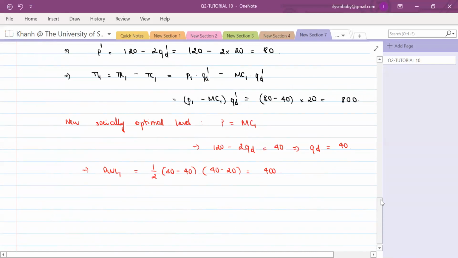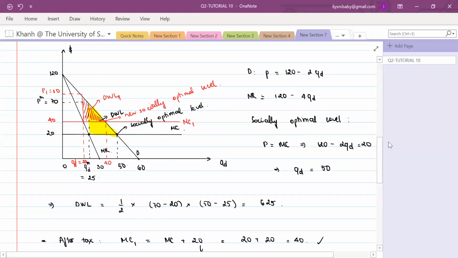Okay, and it's asking you to find the tax revenue raised and who bears the economic incidence of the tax in this case. So what is the tax revenue? We know that the tax is $20, which is the difference between the two marginal costs, and the firm is now selling 20 units to the economy. So the tax revenue is just going to be the tax per unit. That's the difference between here and here.